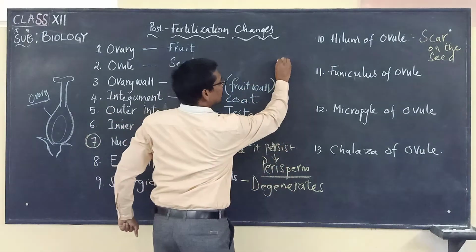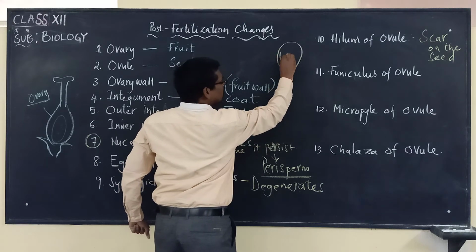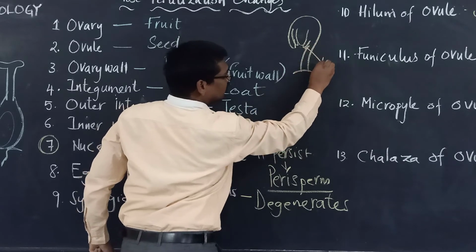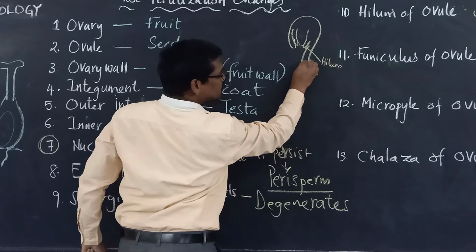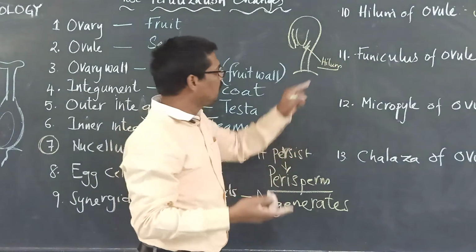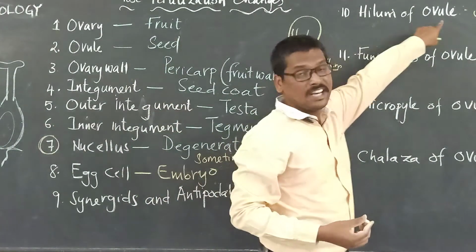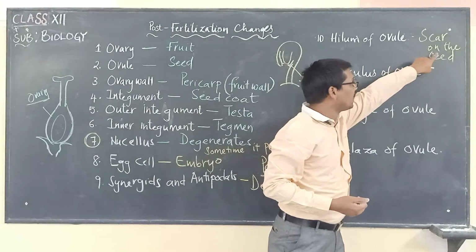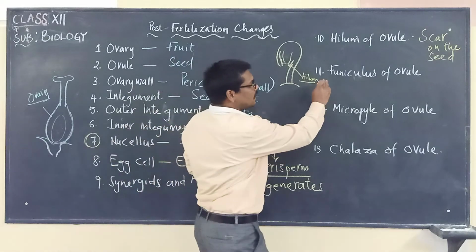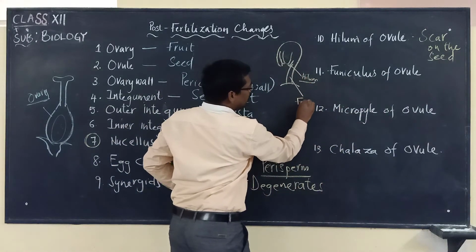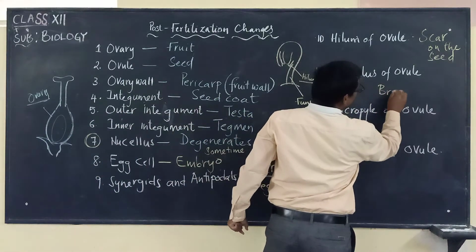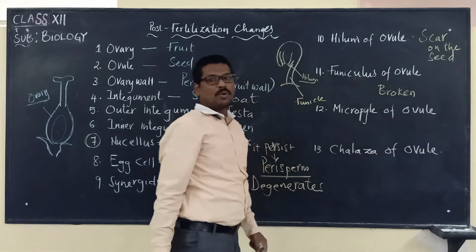Hilum. So here, let us say if this is the ovule, and this is the structure we are saying, this part is called as what? Hilum. The point at which the funicle attaches to the main body of the ovule is called as hilum. So when the seed is formed, this point, which is called as the hilum of the ovule, will be remaining on the seed as what? Scar on the seed. It's just like a scar on the seed. That is nothing but hilum. And the funiculus of ovule, this is called as what? The funicle. And this funicle will get broken apart.